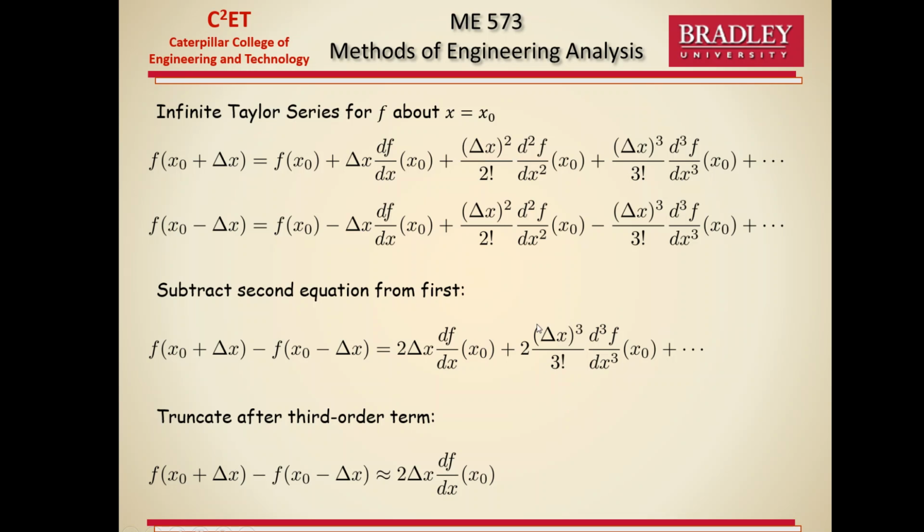And now what I'm going to do is truncate it after this first term on the right-hand side. That means we're lopping off terms of order delta x cubed and higher. And so you can see what results here. Right? So I've got the left-hand side, and I've truncated on the right-hand side, so this exact equal sign turns into a wiggly approximation.